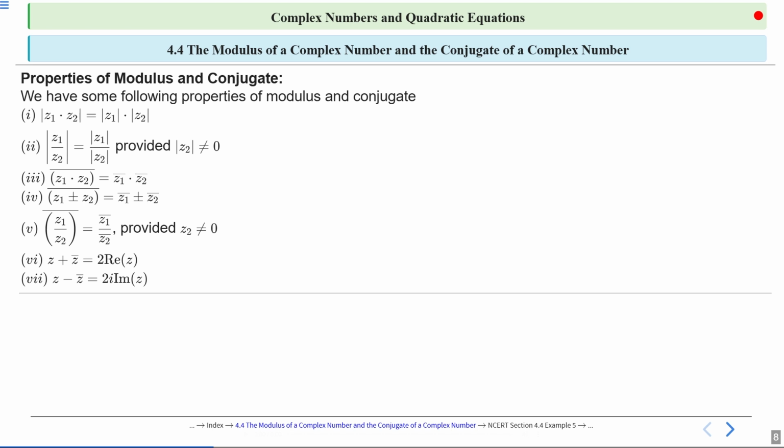Finally, we will look at the difference between a complex number and its conjugate. So the equation is z minus conjugate of z equals 2i times the imaginary part of z. Here, subtracting the conjugate from the original number cancels out the real parts, leaving only the imaginary part multiplied by 2 times iota.